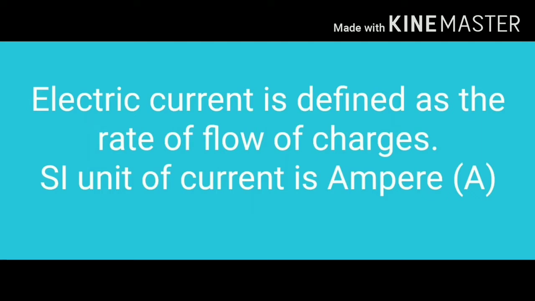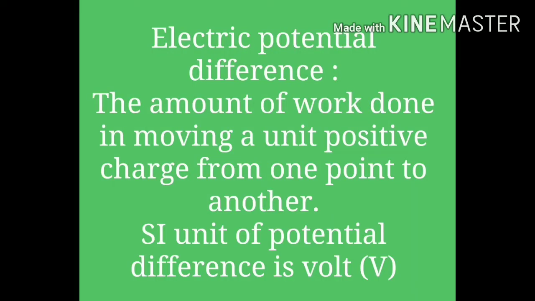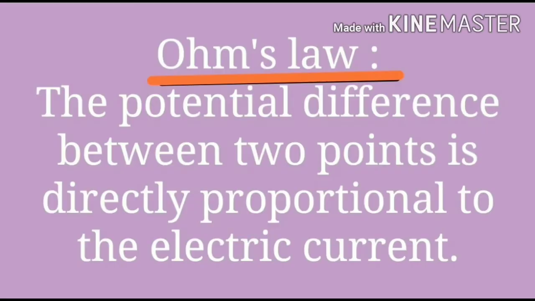The next important term in the chapter electricity is electric potential difference. The amount of work done in moving a unit positive charge from one point to another in an electric field. The SI unit of potential difference is volt, which is represented by capital letter V.